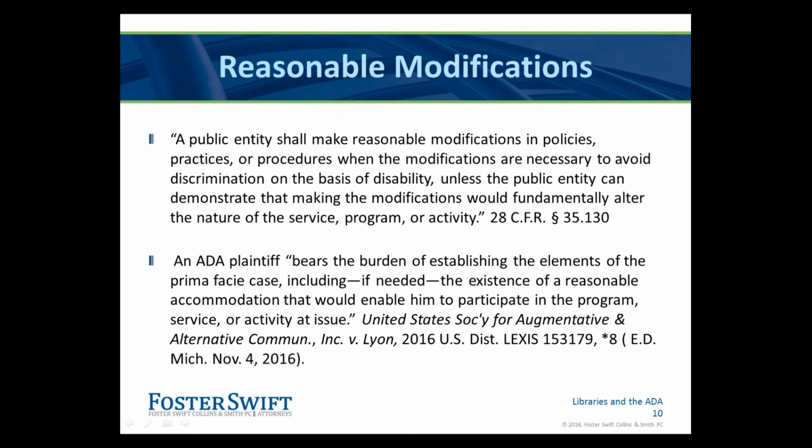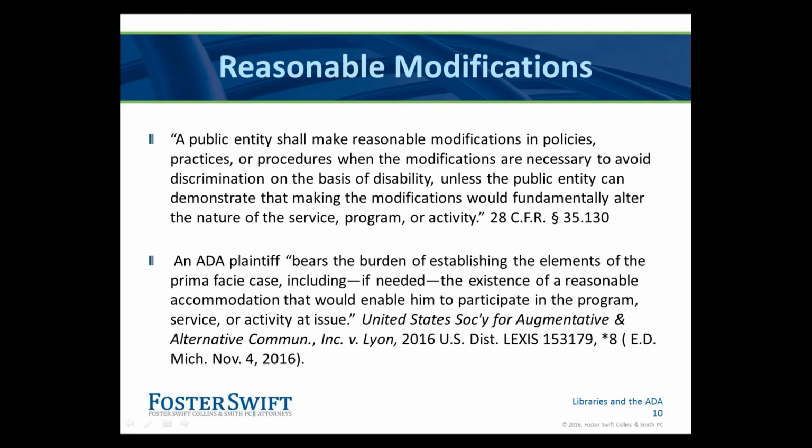So a public entity shall make reasonable modifications to policies, practices, or procedures when the modifications are necessary to avoid discrimination on the basis of disability, unless the public entity can demonstrate that making the modification would fundamentally alter the nature of the service, program, or activity. Here is a situation, and this is the most common part of library programming that the library is going to have to deal with: what is a reasonable modification? And what happens if the modification that the library thinks is reasonable is different from the modification requested by the individual with the disability? And what happens if that modification would fundamentally alter the nature of the service, program, or activity?